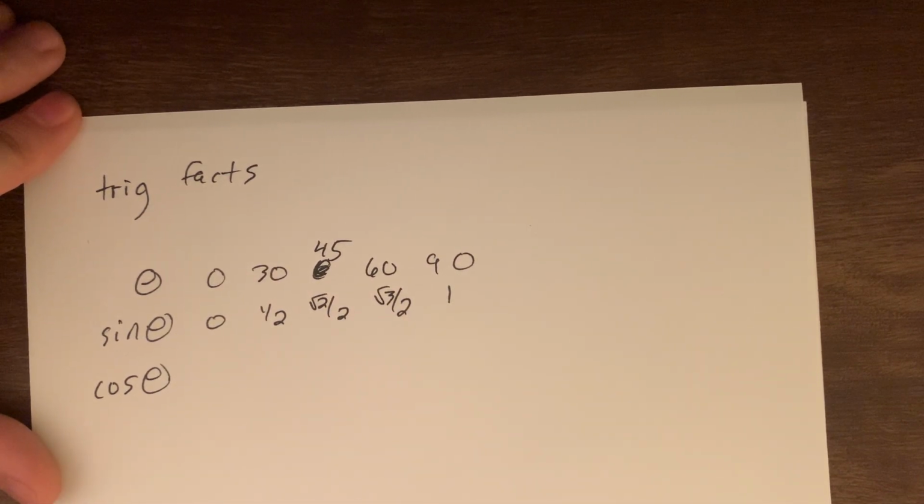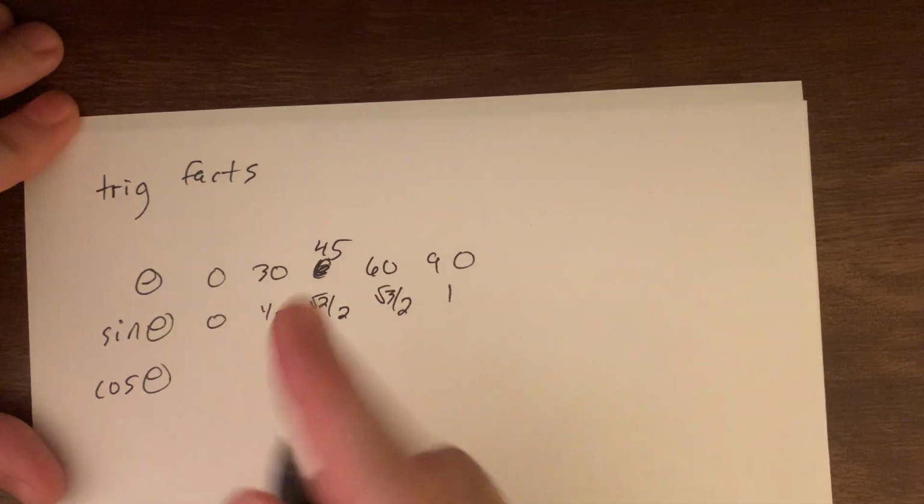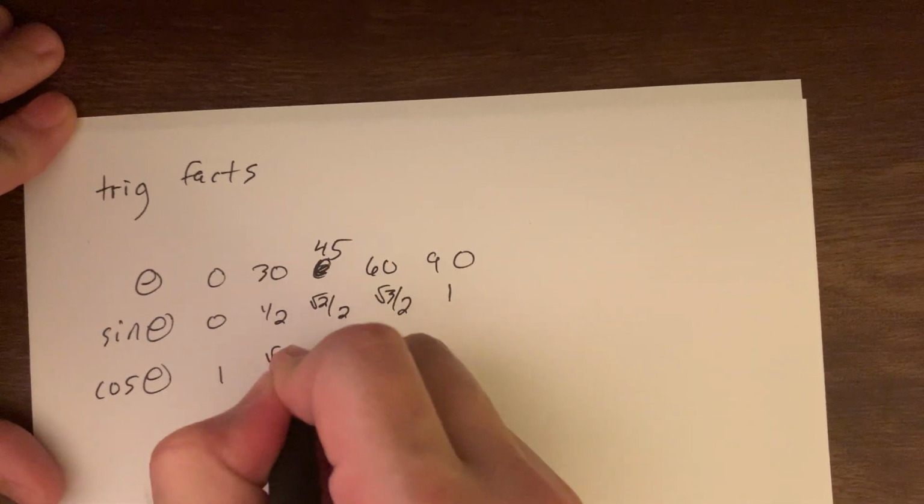Cosine, same values, opposite order. There's a lot of properties and connections between sine and cosine, but I'm going to do same values, just plug them in the opposite order.